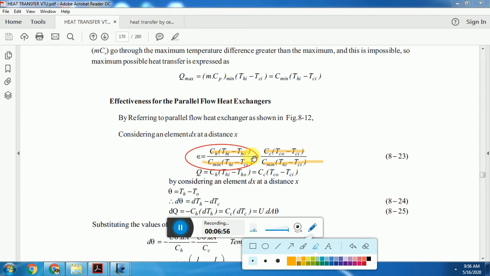So this is the maximum heat transfer. Denominator is maximum heat transfer, numerator is actual heat transfer. This ratio is nothing but effectiveness. We take a heat exchanger.